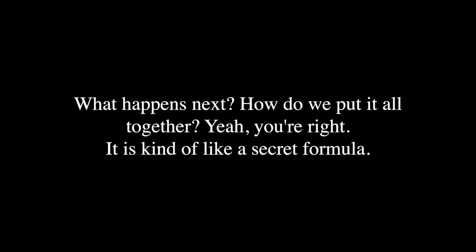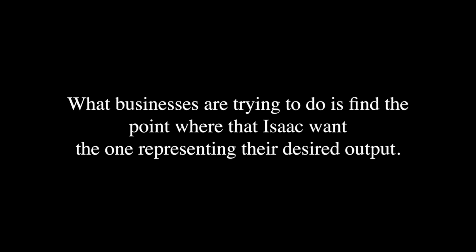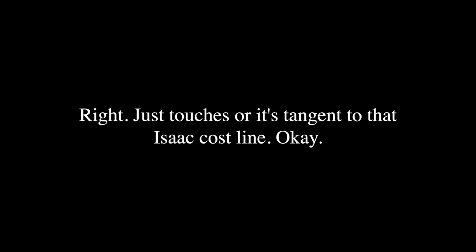Yes, it is kind of like a secret formula. In economics, we call that the least cost input combination. So picture those isoquant and isocost lines on a graph. What businesses are trying to do is find the point where that isoquant, the one representing their desired output, just touches, or is tangent to, that isocost line. That represents their budget. So they're trying to find the spot where they can produce as much as possible without going over budget. Exactly.